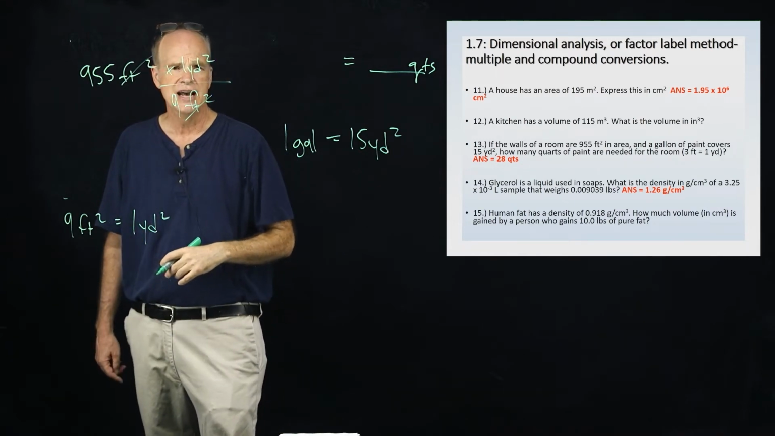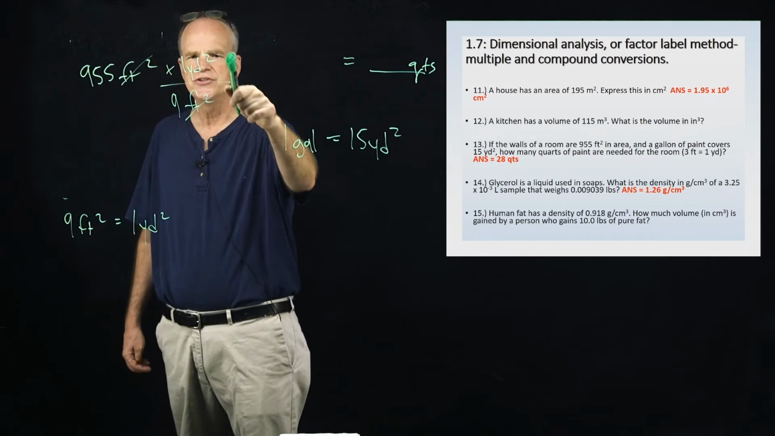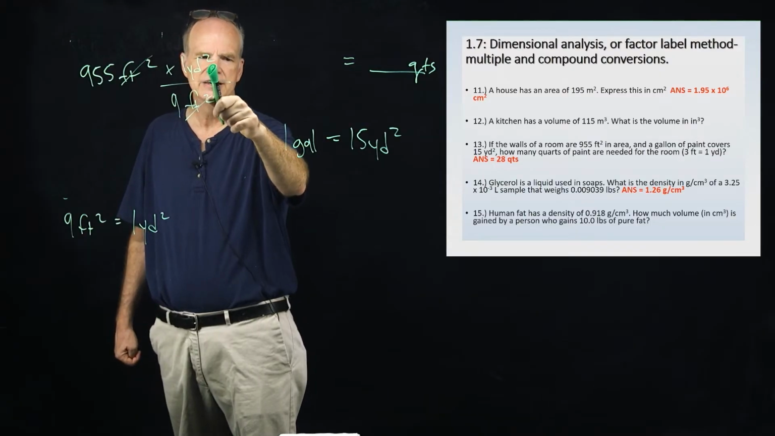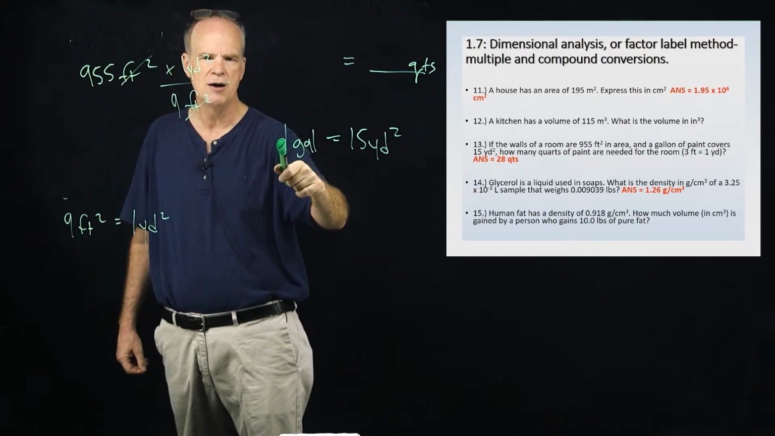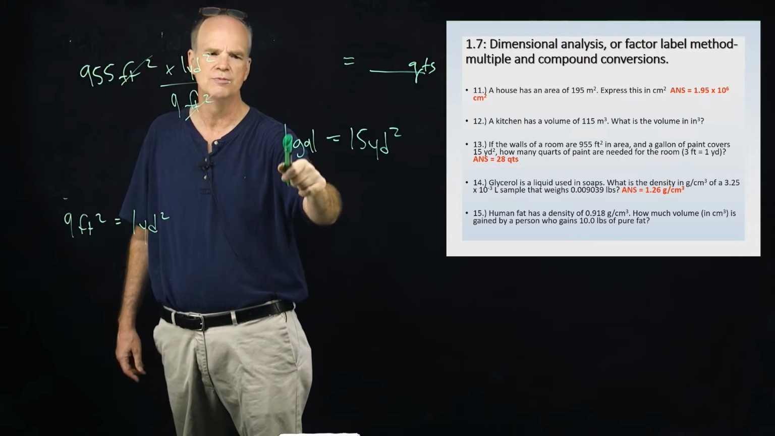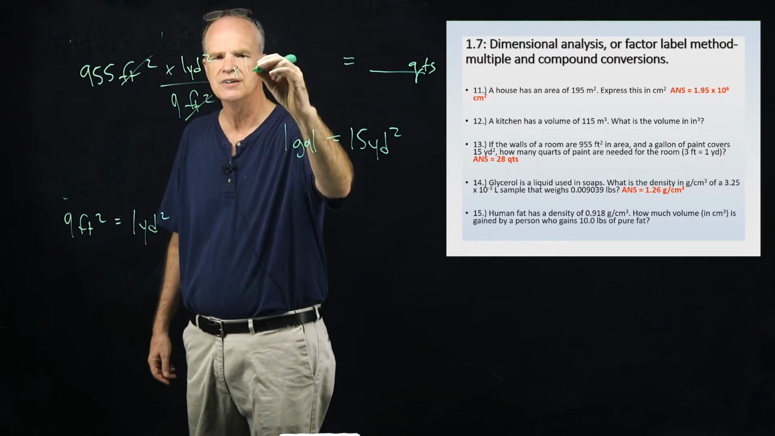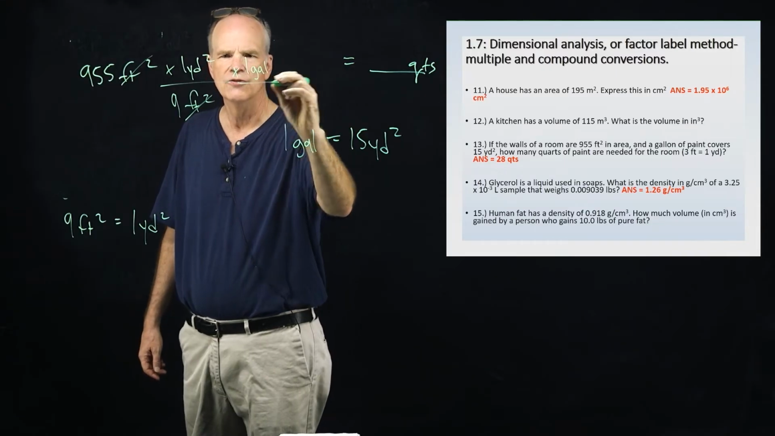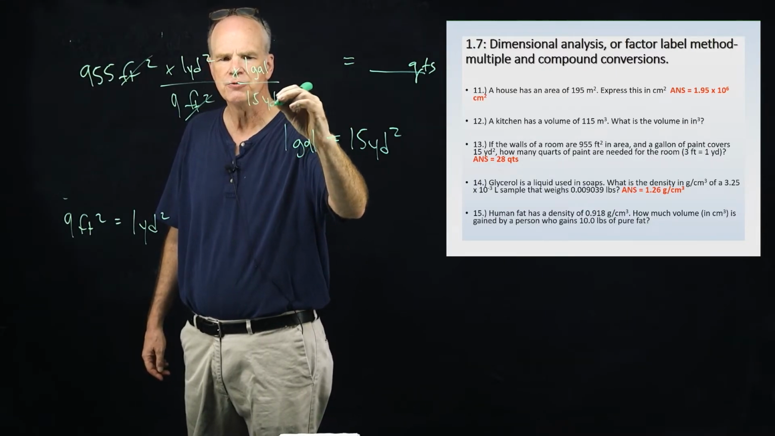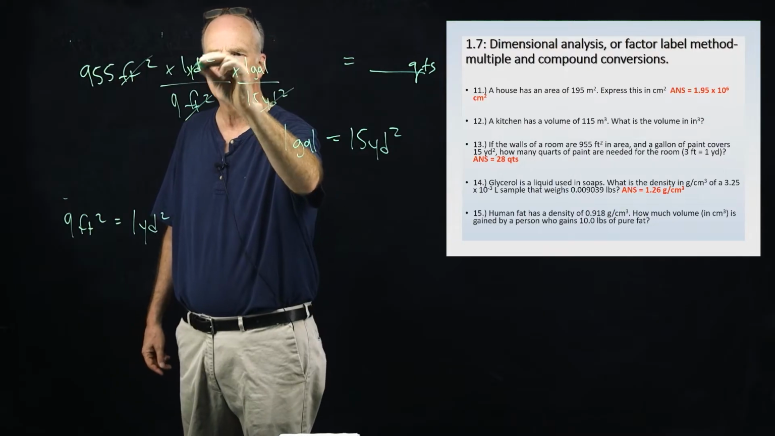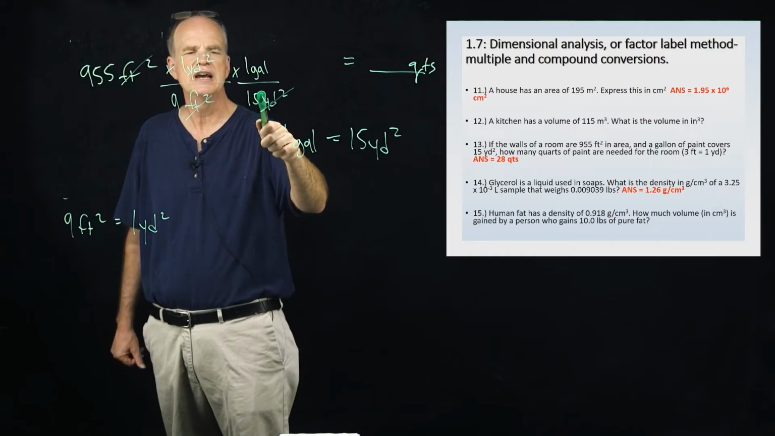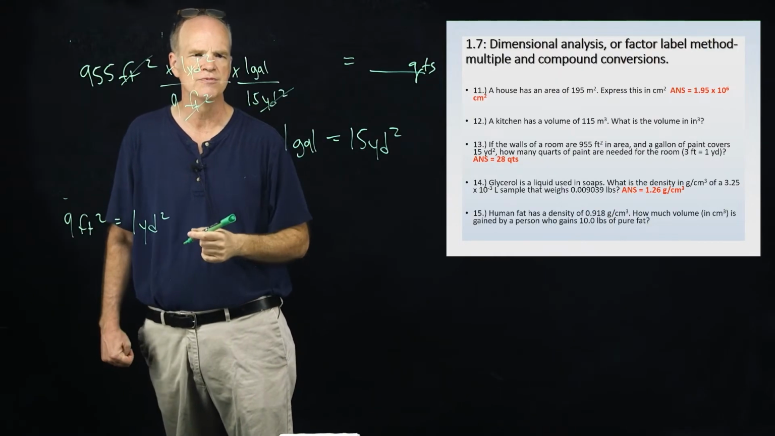Okay, the next step is we want to take this unit of area and, using the conversion that was in the problem, convert that into a volume, in this case gallons of paint. So I'm going to times 1 gallon over 15 yards squared. So you can see the yards squared cancel, and now we converted area into volume in gallons.